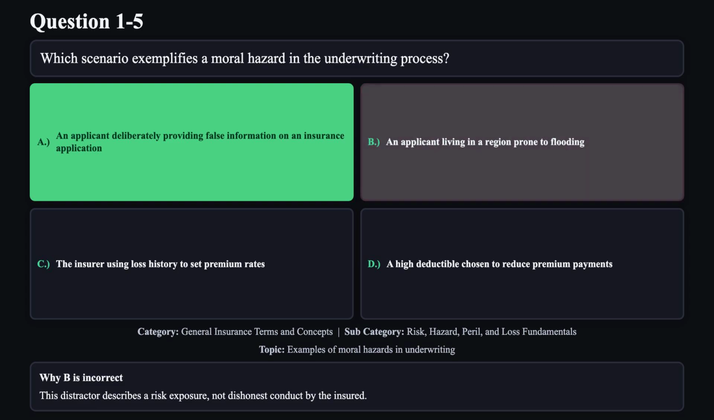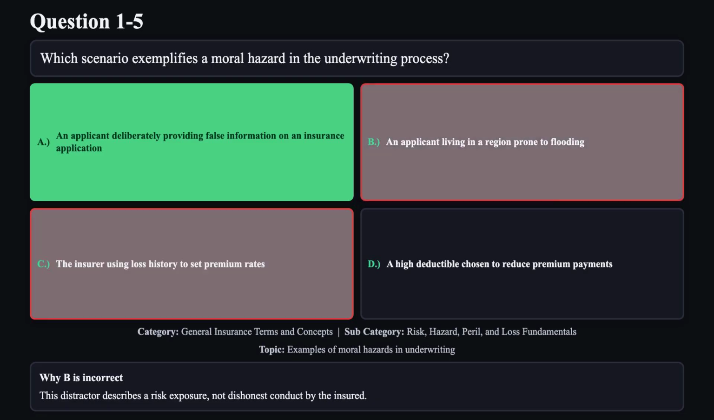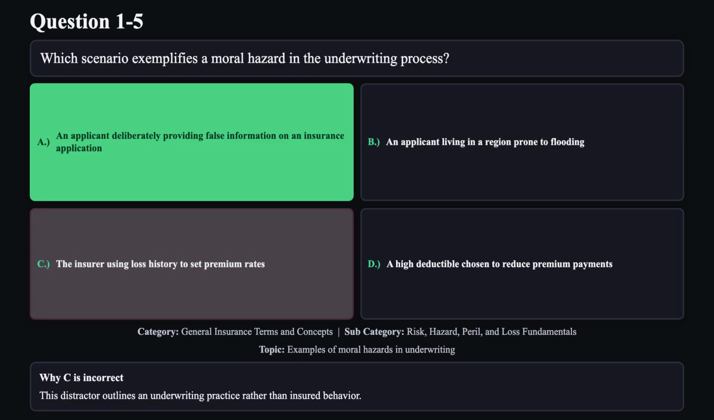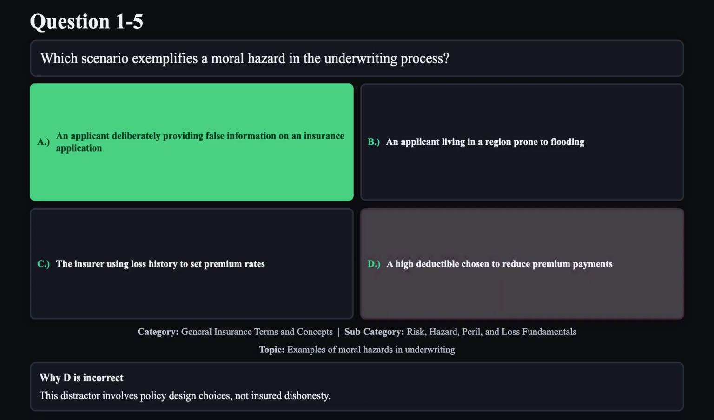Reason B is not correct. This distractor describes a risk exposure, not dishonest conduct by the insured. Reason C is not correct. This distractor outlines an underwriting practice rather than insured behavior. Reason D is not correct. This distractor involves policy design choices, not insured dishonesty.